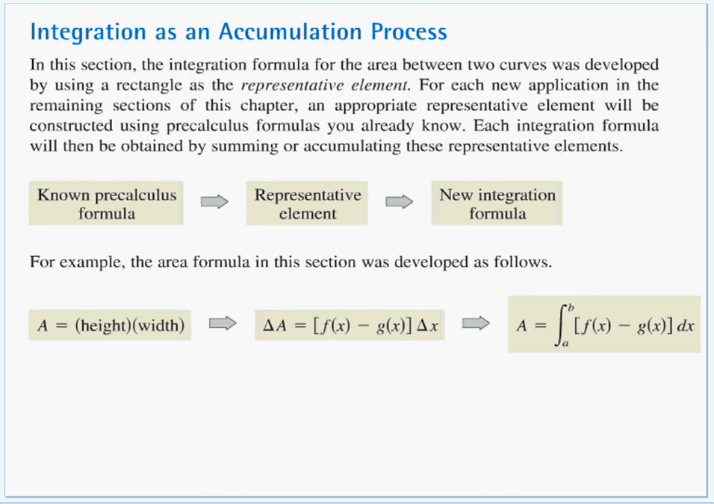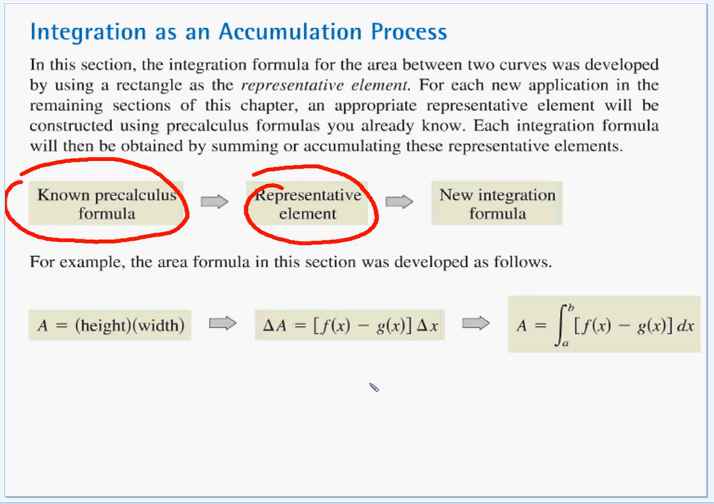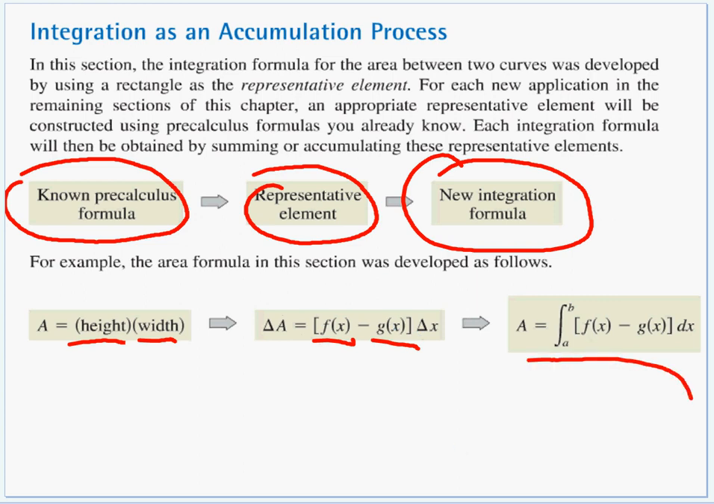So we've seen this before. We take a known formula from pre-calc or even geometry. We figure out the representative element. That will lead us to a new integration formula. Like our known pre-calc formula, the area of a rectangle is base times height, height times width. The change in area is top minus bottom, f of x minus g of x, delta x. And then we just turn that into a good old definite integral.